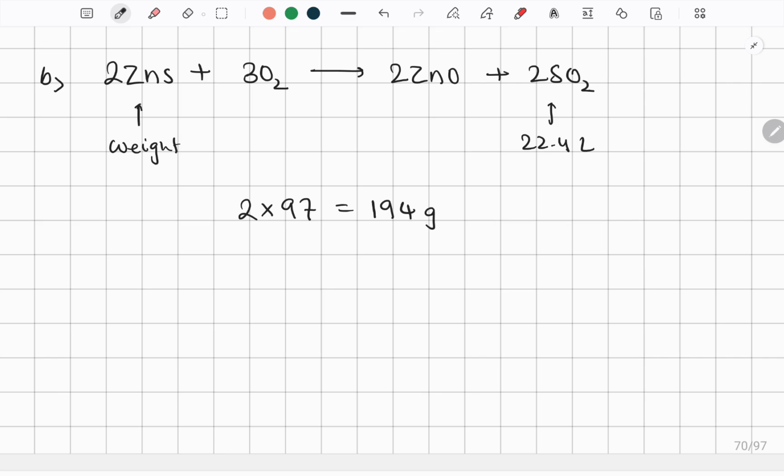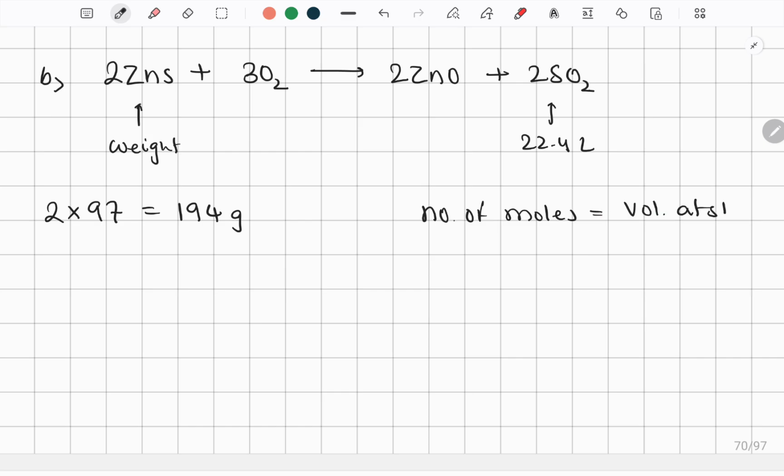Okay, so 194 gram of zinc sulfide is giving me how much volume of SO2? Let's calculate. Number of moles is equal to volume at S.T.P. divided by 22.4. How many moles do we have? 2 moles, right? Perfect. 2 is equal to volume at S.T.P. divided by 22.4. So volume is equal to 2 into 22.4, which is nothing but 44.8 liters.